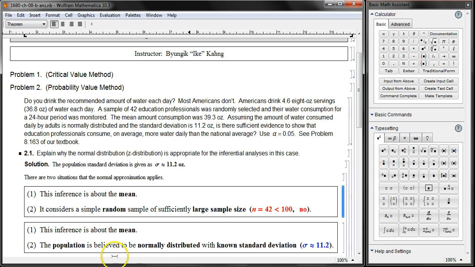How about the other criterion? Well, it's about the mean, yes. Next, the population is believed to be normally distributed. Is that true? Yes, indeed. Here it is. Explicitly, this part was describing the problem.